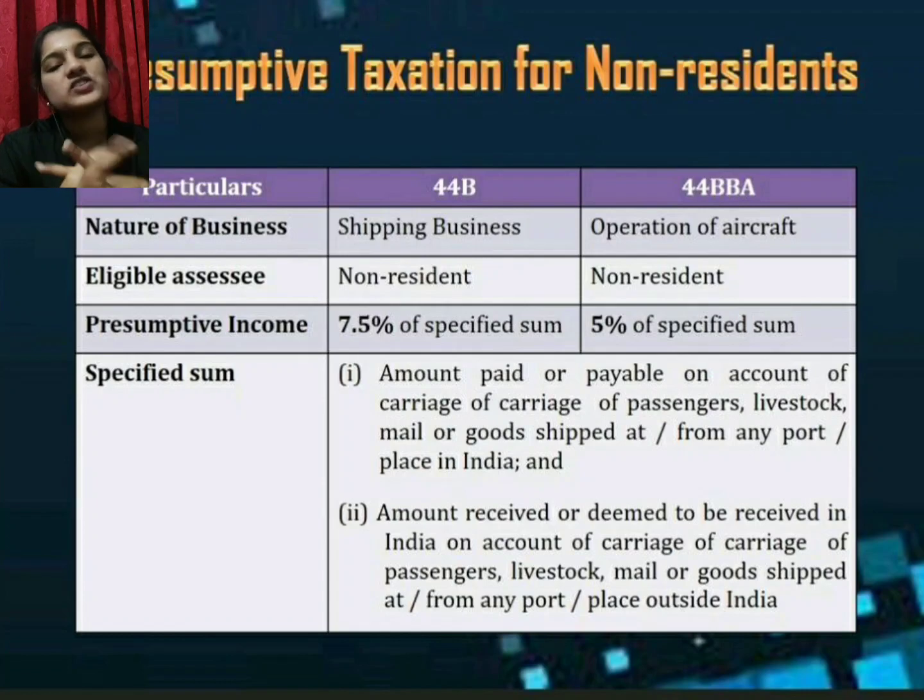Okay. The question here is whether the non-resident can declare income at a lower rate. Earlier we have discussed that for residents, the resident may declare income at a lower rate, but he is compulsorily required to maintain books of accounts and get it audited. But in case of section 44B and section 44BBA, the non-resident has no option to declare income at a lower rate. He cannot declare income at a lower rate.